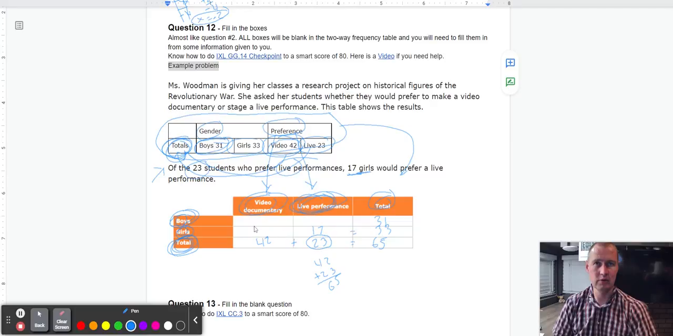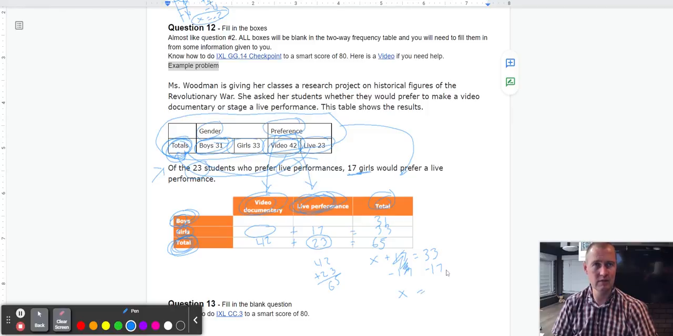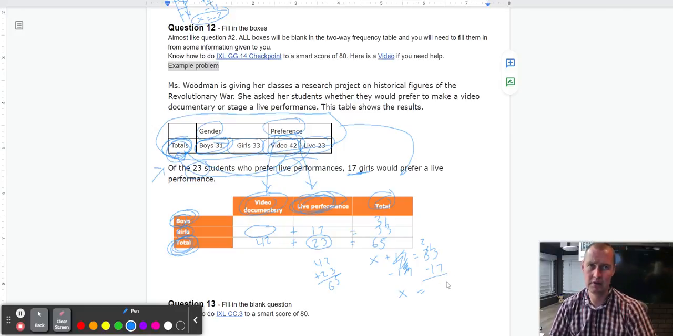Now I can go backwards. What about solving for the girls if they want to do a video documentary? For this box here, we can call that x plus 17 equals 33. Solve for x: minus 17 from both sides. We have x equals 33 minus 17. I have to borrow, so I get 2 here, 1 there. 13 minus 7 is 6, and 2 minus 1 is 1, so I get 16. So I got 16 here.